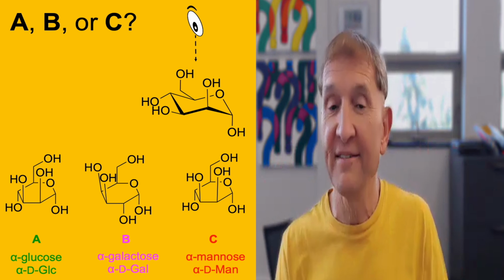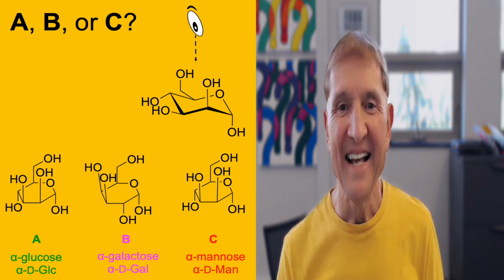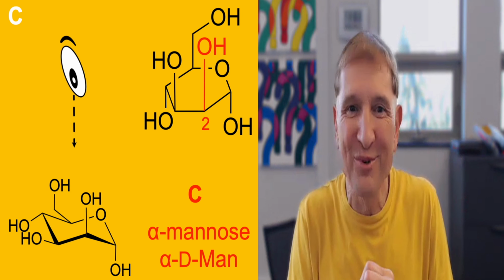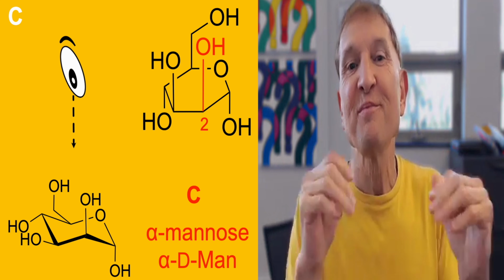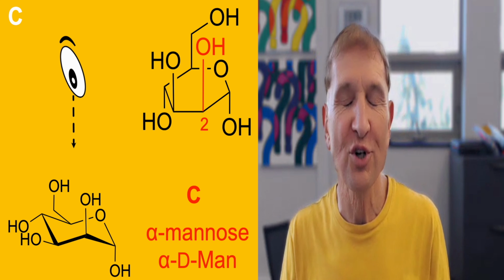How about this one? What do you see? A, B, or C? It's C again. I switched around the labels. This is mannose. Mannose is epimerized at C2 relative to glucose.